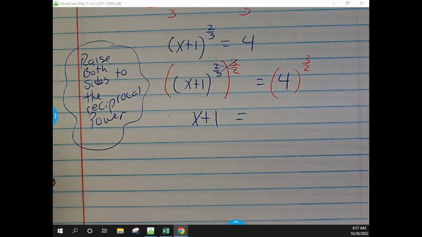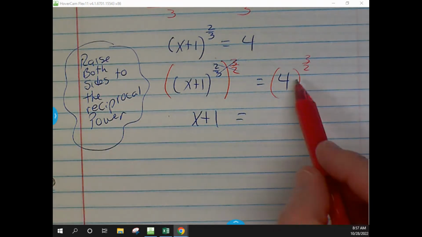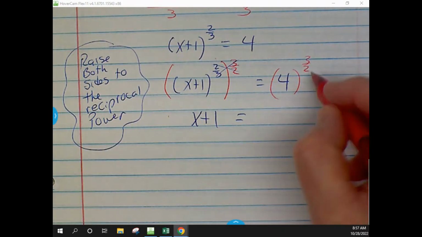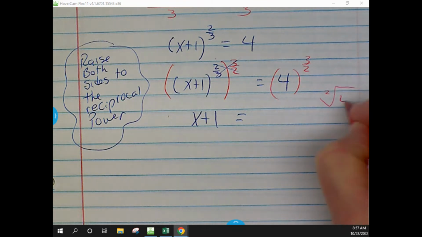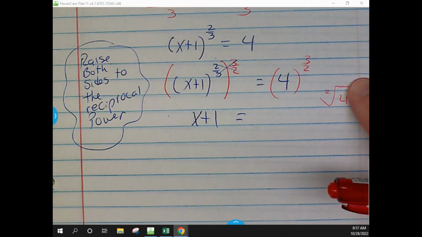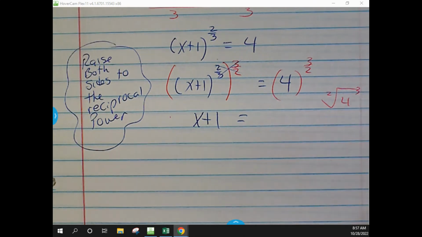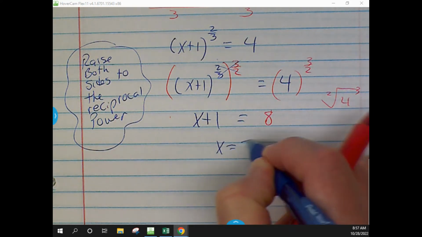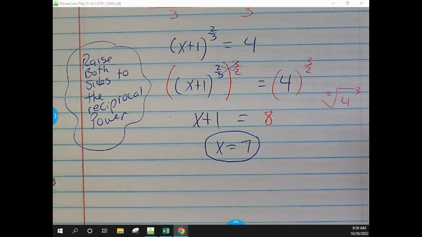Okay. Now, on the right-hand side, you got a couple options you can do. This one, if you want to take this thing and rewrite it like we were doing yesterday, this would be the square root of 4 to the third power, because it's just a number, so we should be able to get just a number off this thing. So, like we were doing yesterday, what's the square root of 4? Square root of 4 is 2. And then we're going to do 2 to the third power, so it should be 8. So that's really just x plus 1 equals 8. So then we get x equals 7.